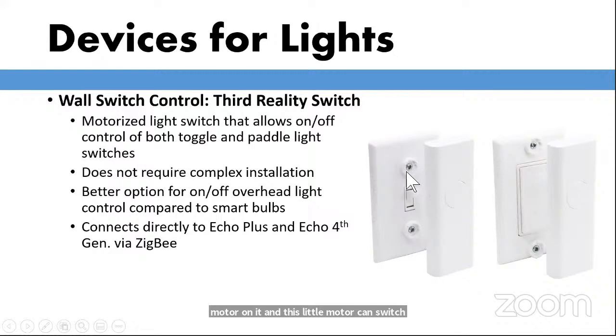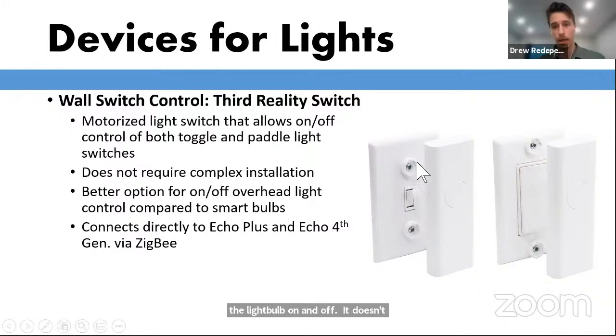All that you have to do is unscrew the screws on the top and the bottom, and then screw them back in with these little pieces over the top, and it just snaps in over the top of your existing light switch. And this works for both toggle switches and paddle switches. And then once again, it just has a little motor in it, and it flips the light switch on and off. And the nice thing about this is that it has a button on the face.